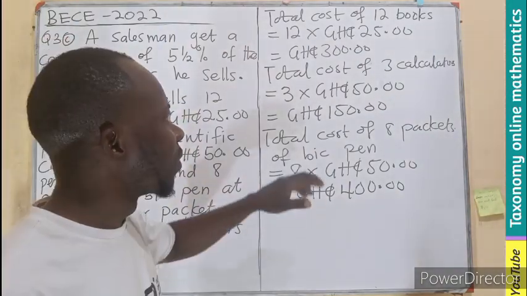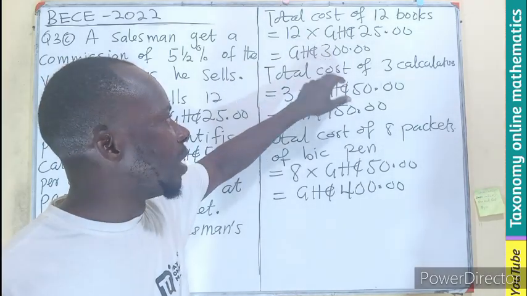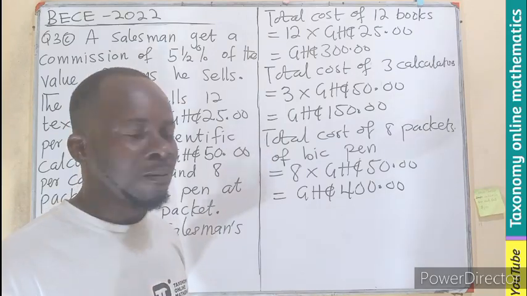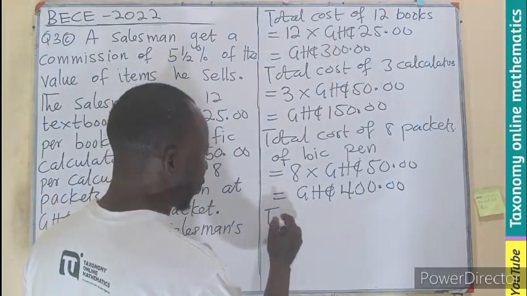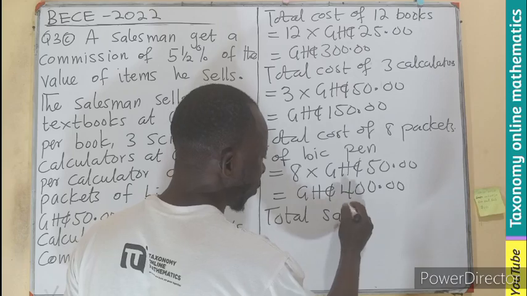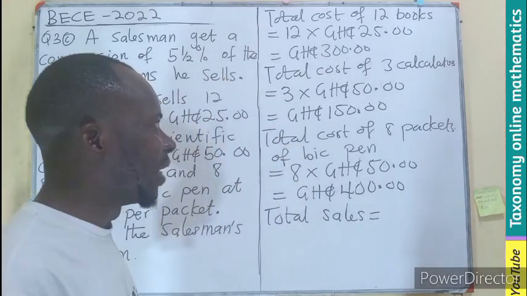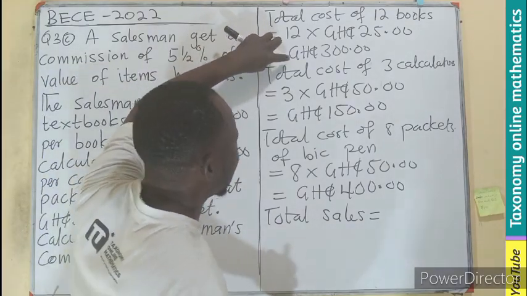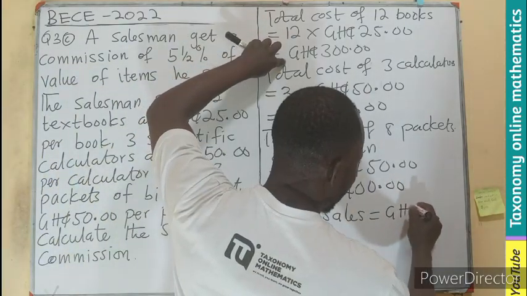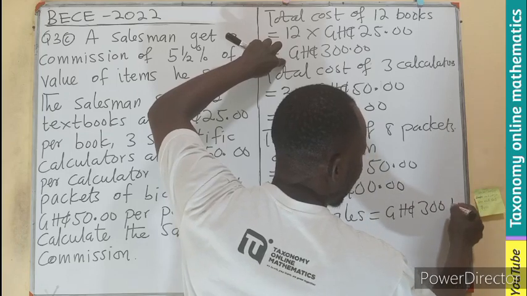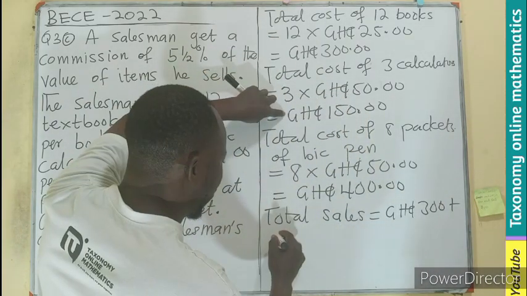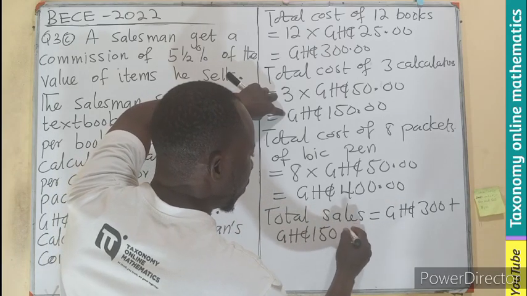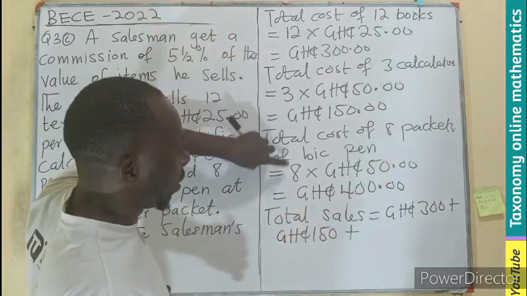Now we are not going to find the commission of each of them separately, because we need to find the total sales. How much sale are you making? So we need to know the total sales. The total sale is just adding all the costs of the 3 items. In the first place, I have 300 plus we have 150 plus the next one will be 400.